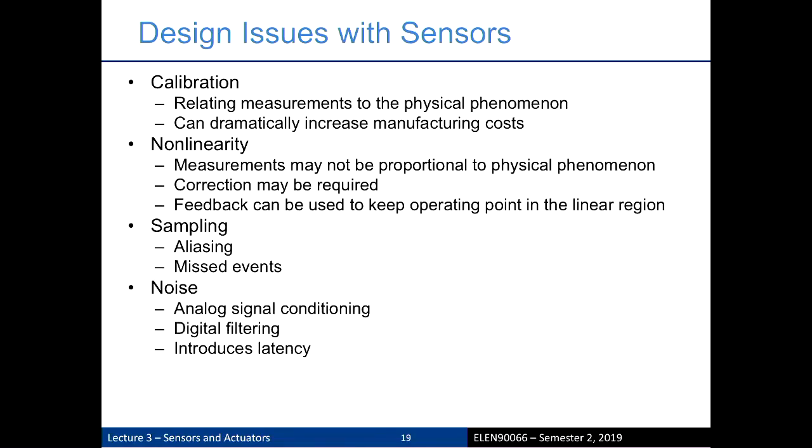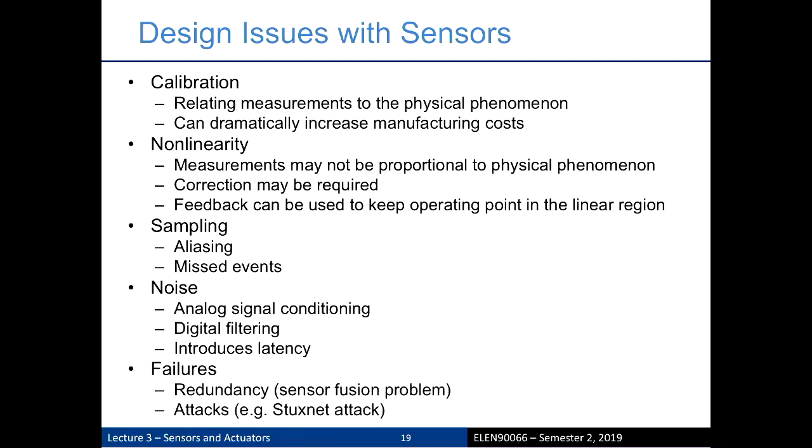We may need to use analog signal conditioning, signal processing, digital filtering, and there's also latency involved if you're using FIRs and things like that. And then lastly, what do you do when a sensor fails? Redundancy. You need some sort of algorithm that fuses the sensor data and has a plan for when one of those sensors reports a value out of range, or doesn't report, because it's damaged or something. And then also security, which we'll talk about towards the end of the subject. Can sensors be spoofed? Can they be attacked by a bad actor?